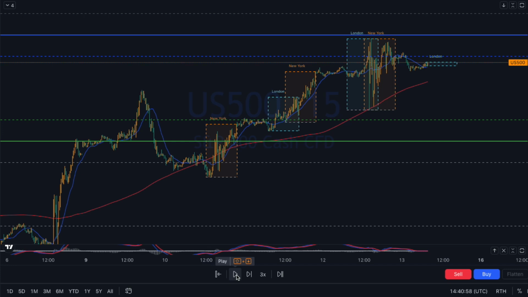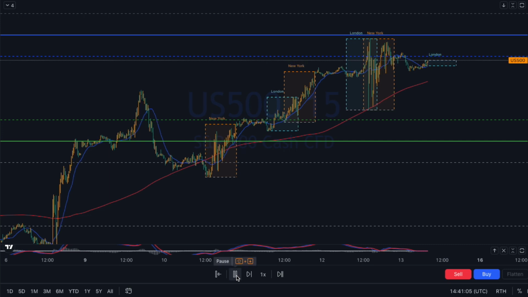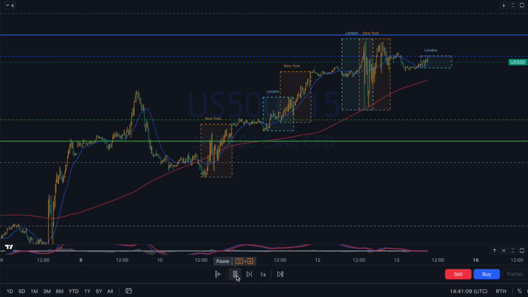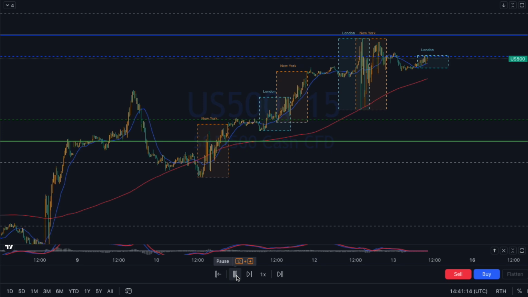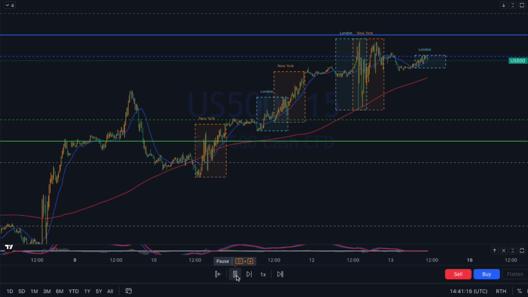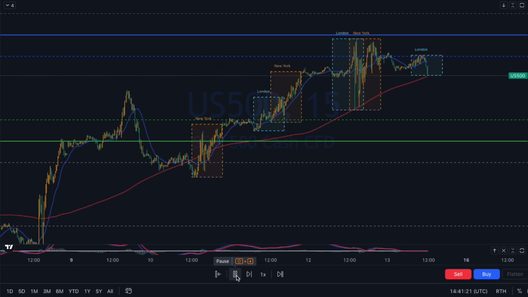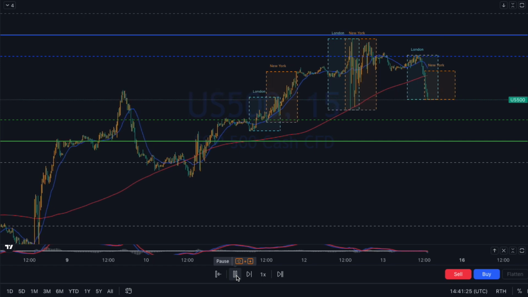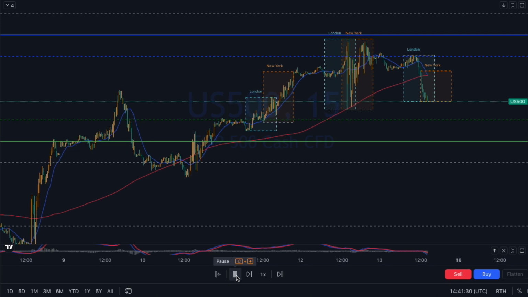Okay, so let's do it here. Let me slow it down to 1 speed and let's go. Okay, so it's in an area where I would like to take trades from, right? I should have taken that trade, to be fair. I should have done it. Okay, so let's see what it does.